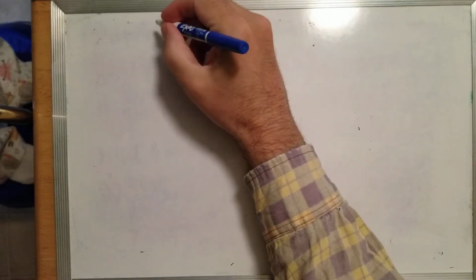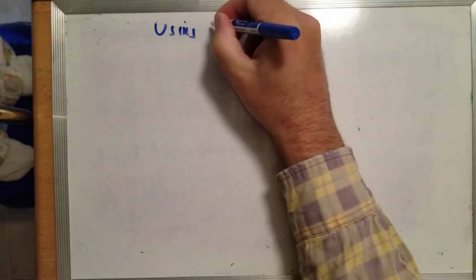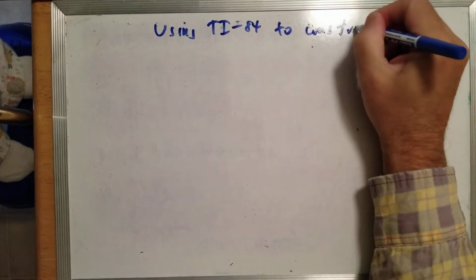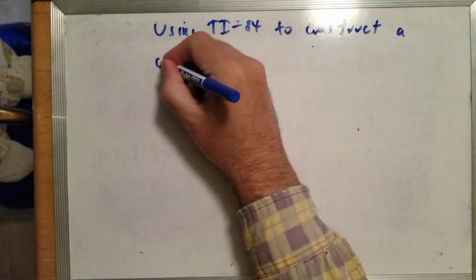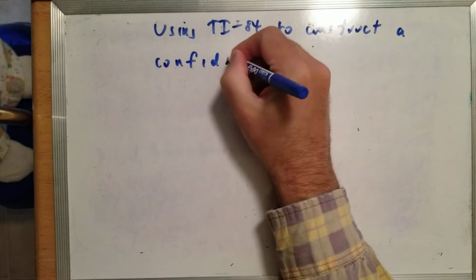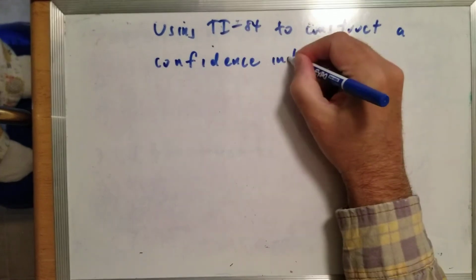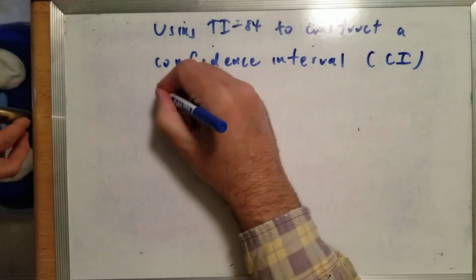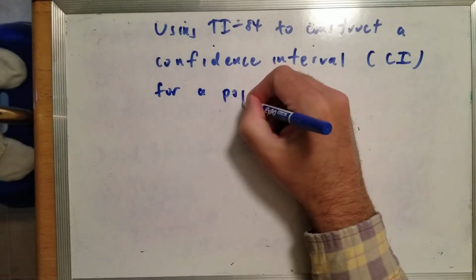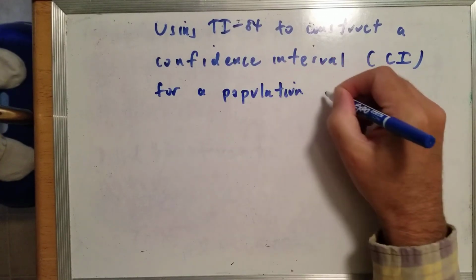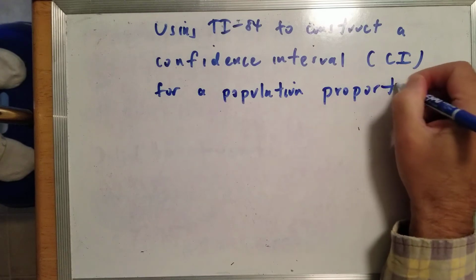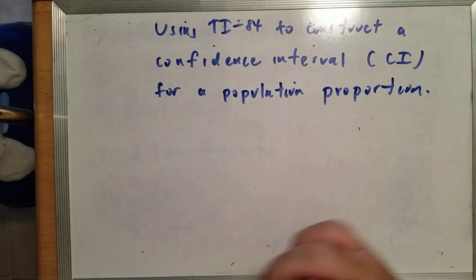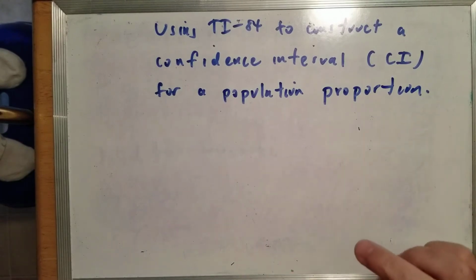This is how to use the TI-84 to construct a confidence interval, which I'm going to call CI if I have to write that word out again, for a population proportion. Now, I'm going to end up answering all the questions in the homework, but in a different order, because I'm going to be doing it strictly on the TI-84.